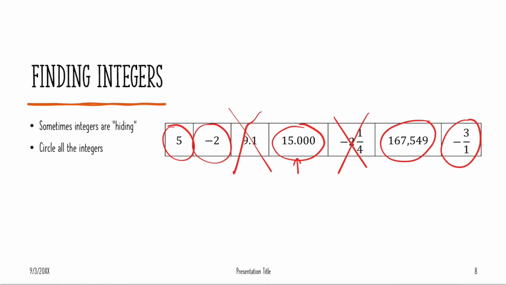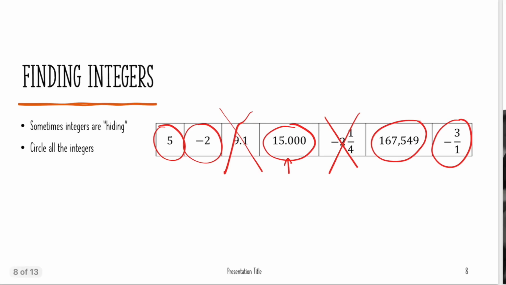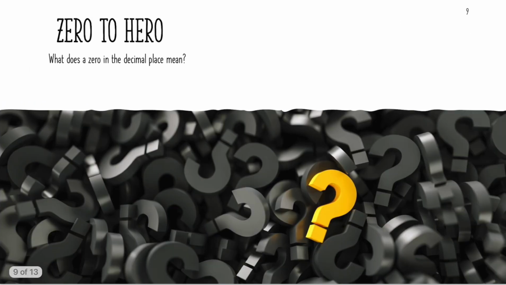Sometimes, and I know when I'm going to make a test for this, I'm going to put down some numbers that you would think are going to be decimals, but they're not. Actually, they're integers. So, relating to that, a 0 in the decimal place means that there are no more leftovers.